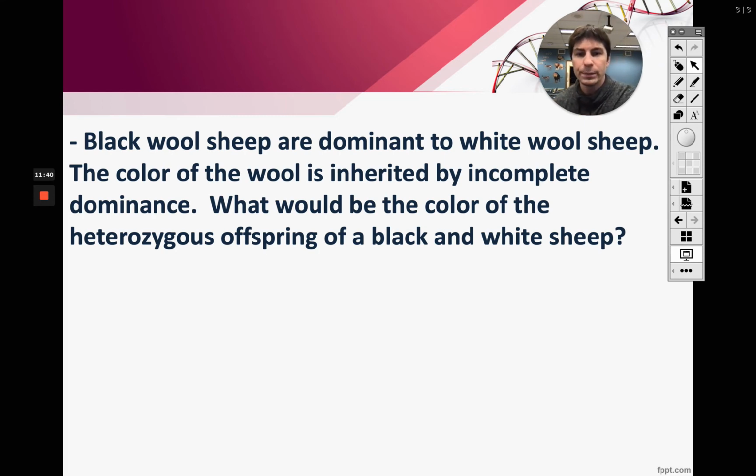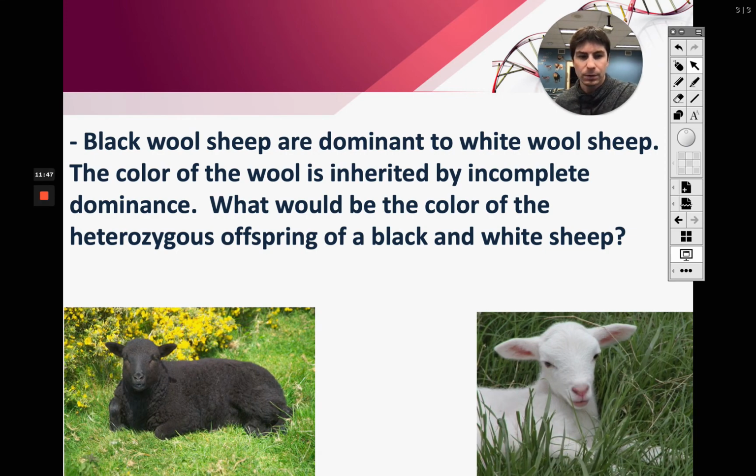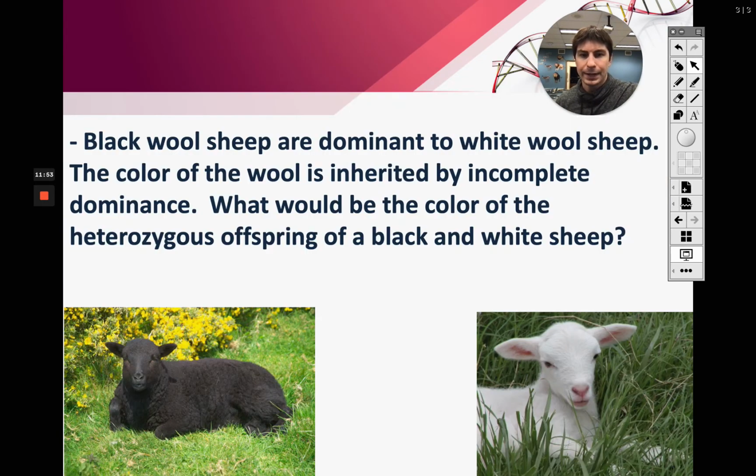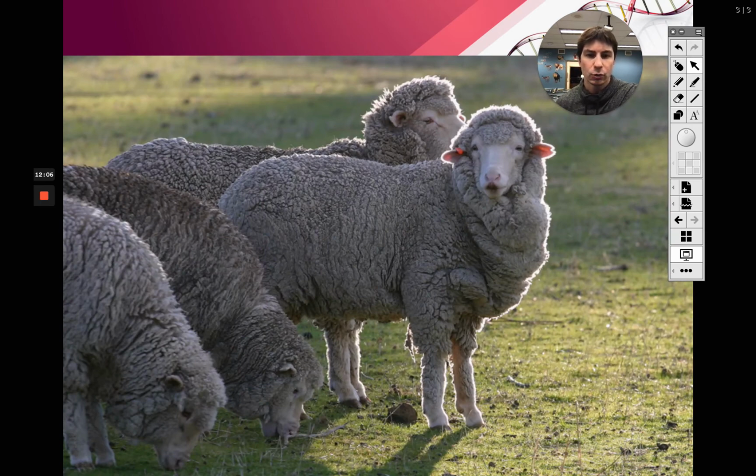So, what would be the color of the heterozygous offspring of the black and white sheep? So we've got a black sheep and a white sheep, they mate, and we get a gray sheep. Again, black is dominant, so black would be big B, white would be little b. If they mate, all the individuals should be big B, little b, meaning they would all be gray.